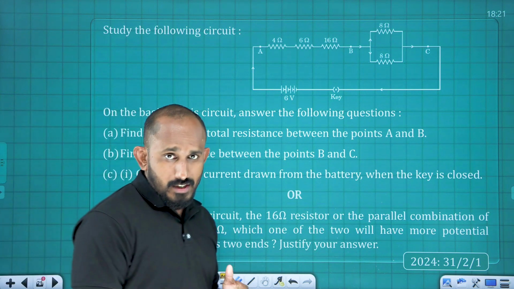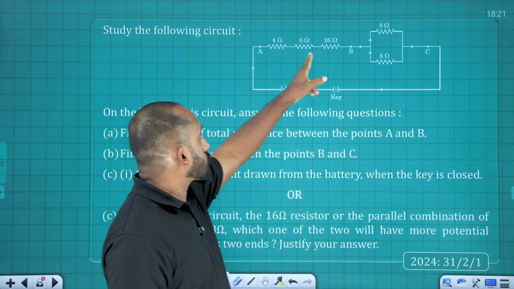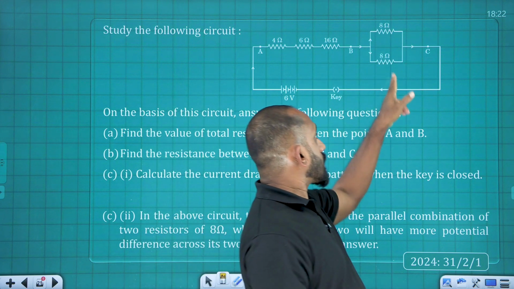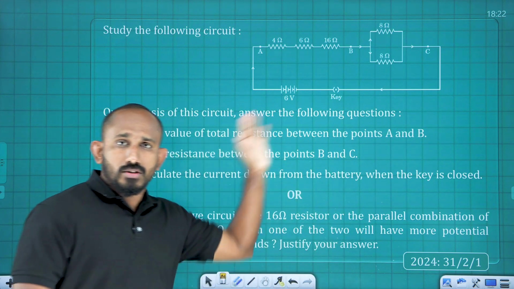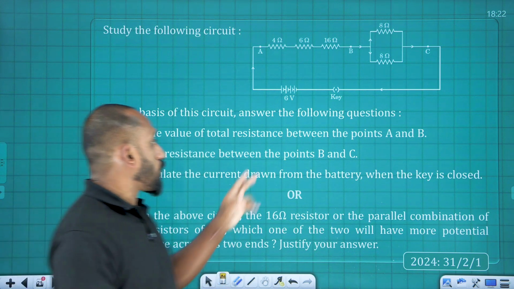Study the following circuit. In the circuit, a 6 volt battery is there, with 4 ohm, 6 ohm, 16 ohm, then two 8 ohm resistors in parallel, and all together they are connected in series. On the basis of this circuit, answer the following questions.